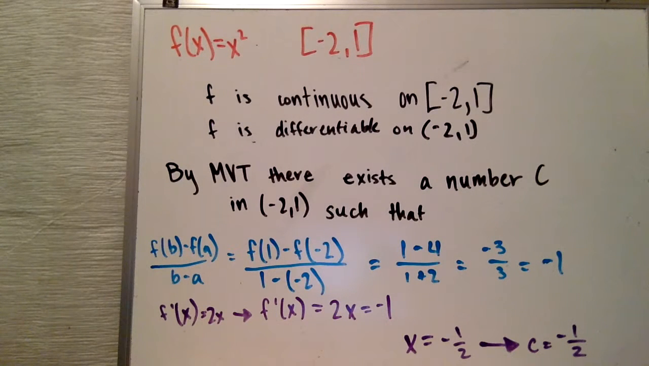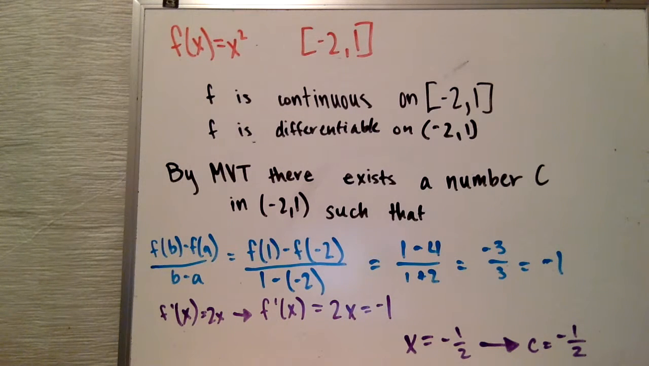On this problem, the MVT does work. We know it's continuous because it's a polynomial, and we know it's differentiable because there is no x in the denominator or any type of 0. So we have to put our statement, of course: by MVT there exists a number C in -2 to 1 such that, and then you start your problem.